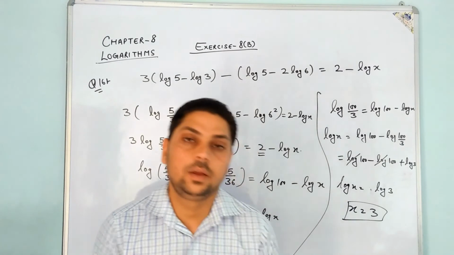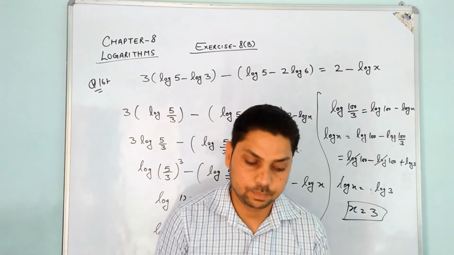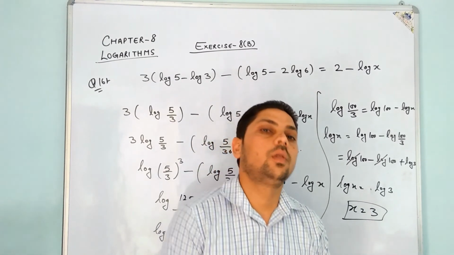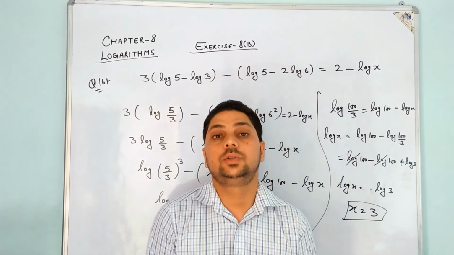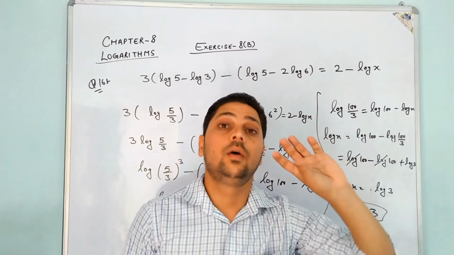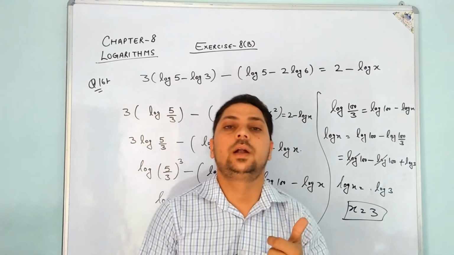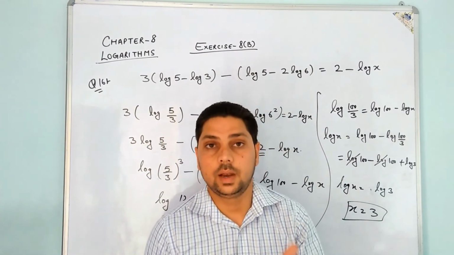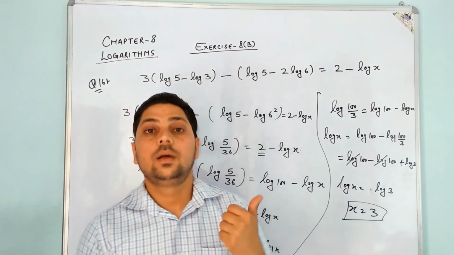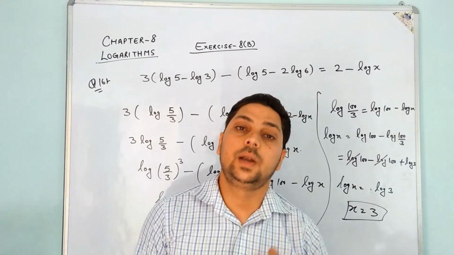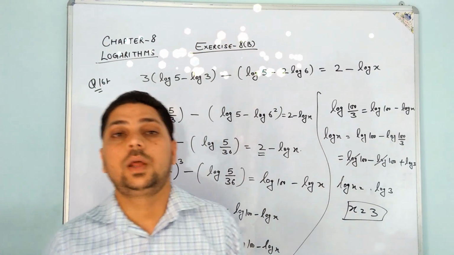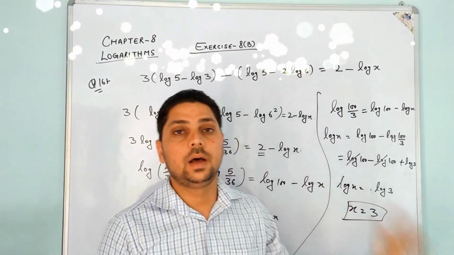That's it from your exercise 8b. Few calculations are there, but almost all the questions are easy. You just have to learn each and every property. Few properties are continuously repeating here. Multiplication property, that is log of m into n. Similarly, log of m upon n. These are few properties that are repeating itself so many times in each and every question. So learn each and every property, understand the basics, then apply the property.